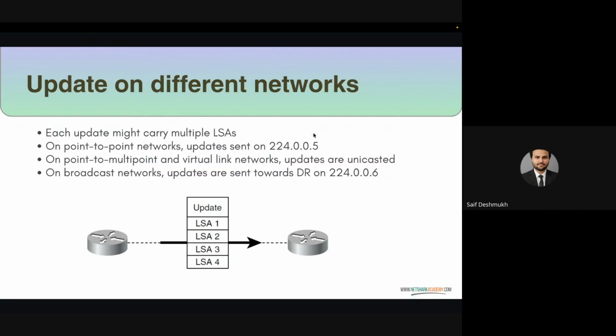On point-to-point networks, updates are sent on 224.0.0.5. On point-to-multipoint networks and virtual link networks, updates are unicasted. On broadcast networks, don't get confused. If an Ethernet network is broadcast, the screenshot that I showed you should have sent the hello packet, an update packet on 224.0.0.6.